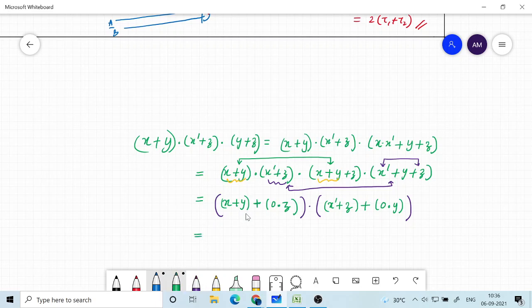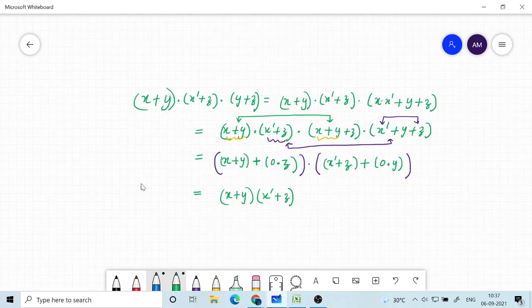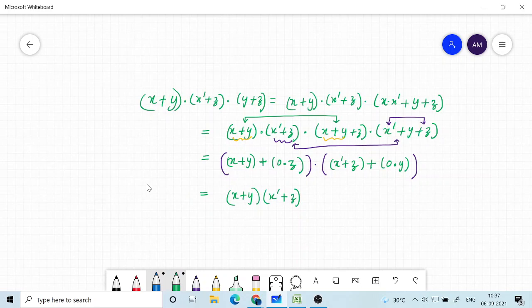Alright, so now what is this? 0 dot z and 0 dot y, that is 0, and 0 plus anything is that thing. You get it? Yes, sir. Thank you, sir. Yeah. So that's how we can use the properties of Boolean algebra to do these manipulations and change the form.